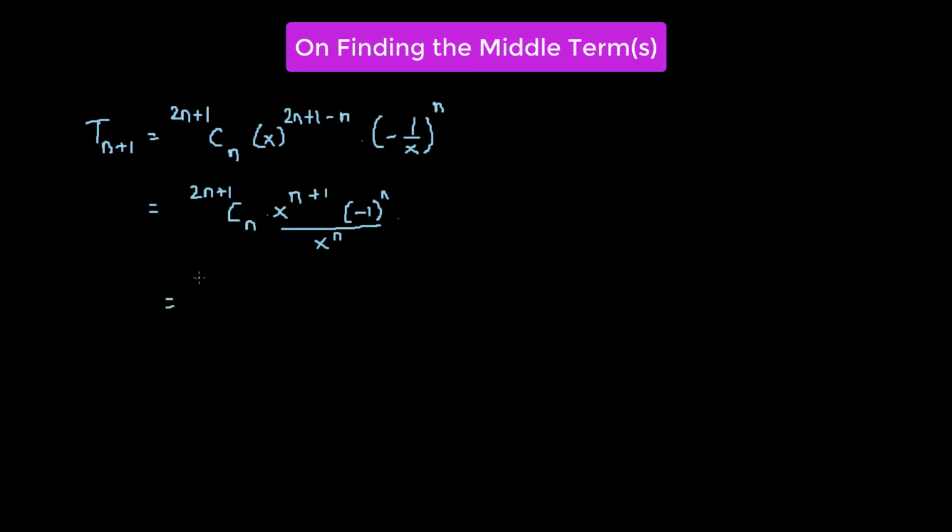Further simplification gives us 2n plus 1 c n x raised to the power of n plus 1. We subtract the exponent of x in the denominator from that of x in the numerator. So we'll have x raised to n plus 1 minus n, times negative 1 raised to the power of n. So our final answer is 2n plus 1 c n, negative 1 raised to the power of n, times x raised to the power of 1. So this is the n plus 1th term.